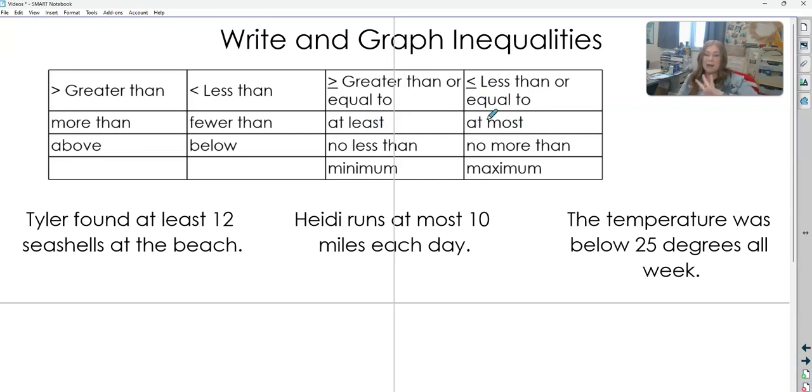Or we hear, oh, that's the at most. No, that's the most it can be. It needs to be smaller. So don't let those words trick you. Got to think about what they mean. Okay, so we're going to write and graph this.